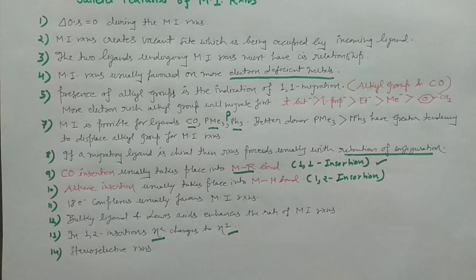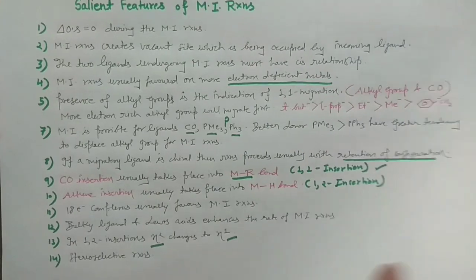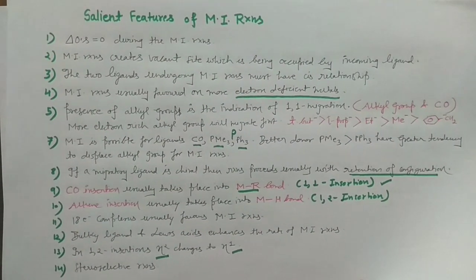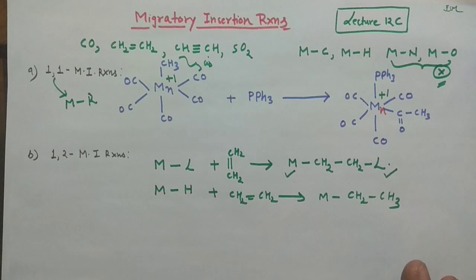Okay, so for your information, if you are new here and you are not aware of the stereoselective reaction, I'm telling you, a reaction which is producing more than one stereoisomer, and one stereoisomer predominates, then such reactions are called stereoselective reactions, and this happens in the migratory insertion reactions. That's why these reactions are stereoselective reactions. So these are the features you have to keep in mind, and I'll discuss these features again and again. Okay, so this is how you can take the examples of your 1,2 and 1,1 migratory insertion reactions.